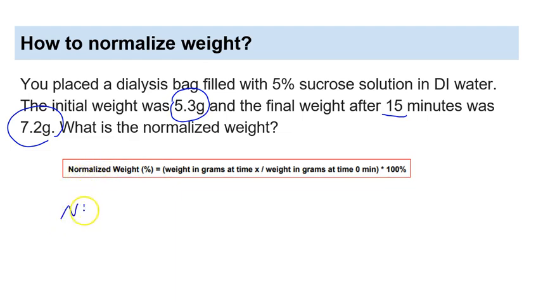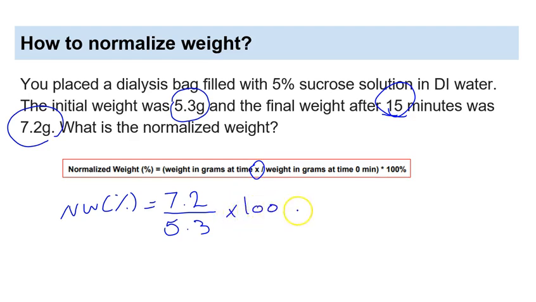So the normalized weight per percent is the weight in grams at the time of X, that would be 15 minutes. So what is the weight of our solution or bag at the time of 15, which is 5.2, divided by weight in grams at time of 0, the initial weight, which was 5.3, multiplied by 100. And then just simple math, and you should get this number.